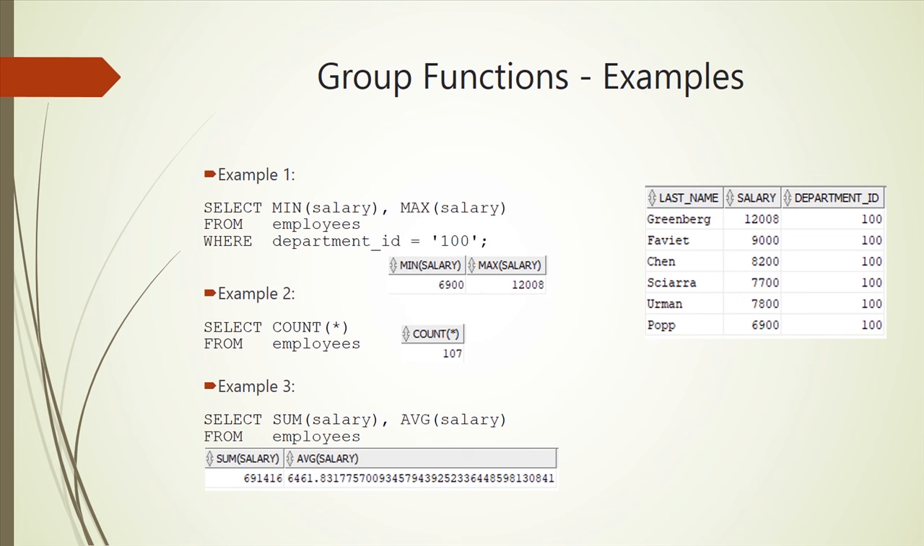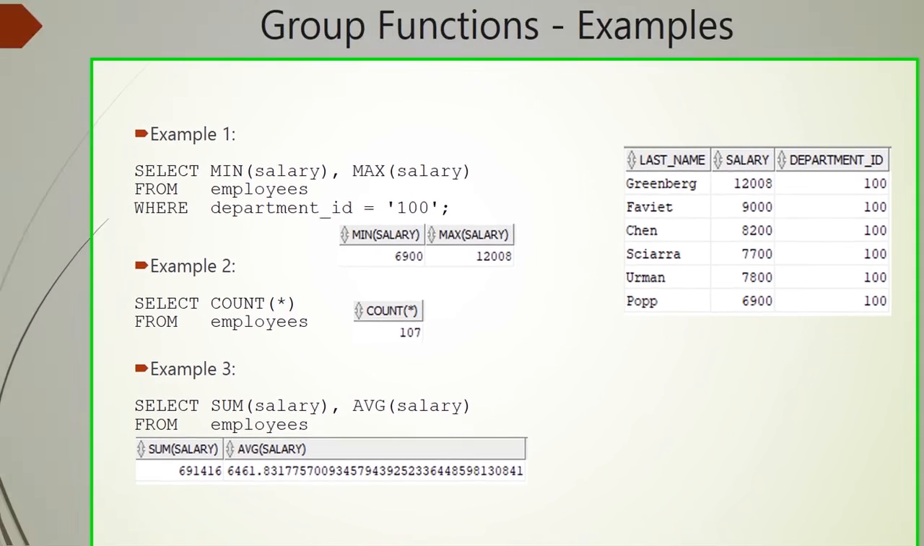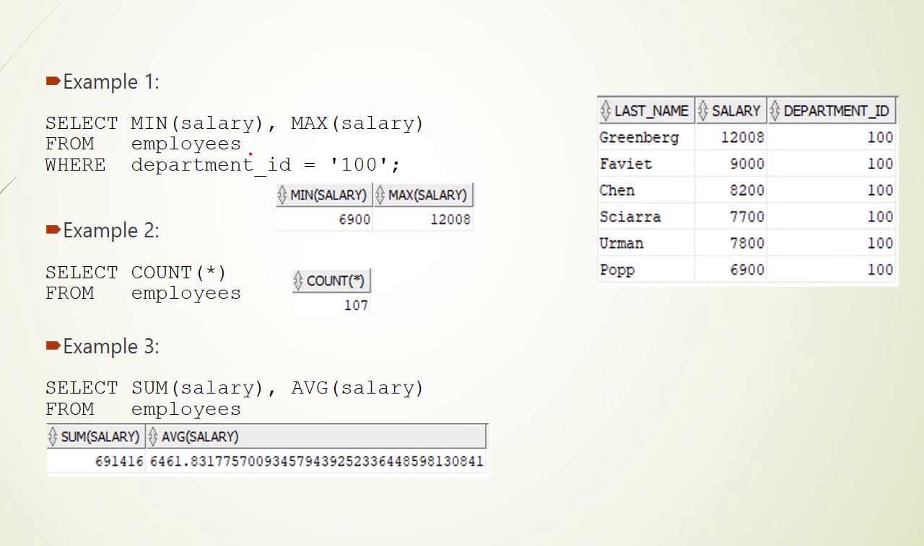Let's have a look at these examples to understand how to use group functions in select statements. Select minimum salary, maximum salary from employees where department ID equals 100. So this is the list of all employees working in department 100. We have 6 employees and this is the salary of each employee working only in department 100. What is the minimum salary from this list? This is the minimum salary. What is the maximum salary? This is the maximum salary. So this is a select statement. It returns the minimum salary and the maximum salary of all employees working in department 100.